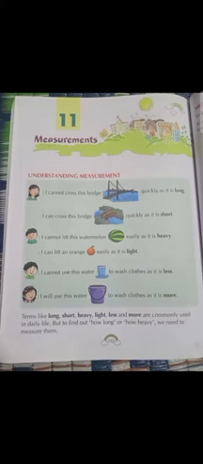Okay? So, you see, first of all, please follow. This is page number 132. Okay, understanding measurement. We have to understand how we can measure things. Okay? I cannot cross this bridge quickly as it is long. Why can the child not cross this bridge? Because this bridge is long. It is long. Okay? I can cross this bridge quickly as it is short. You see, a child is saying these words. Okay, so a child cannot cross a long bridge, but a child can cross a short bridge.